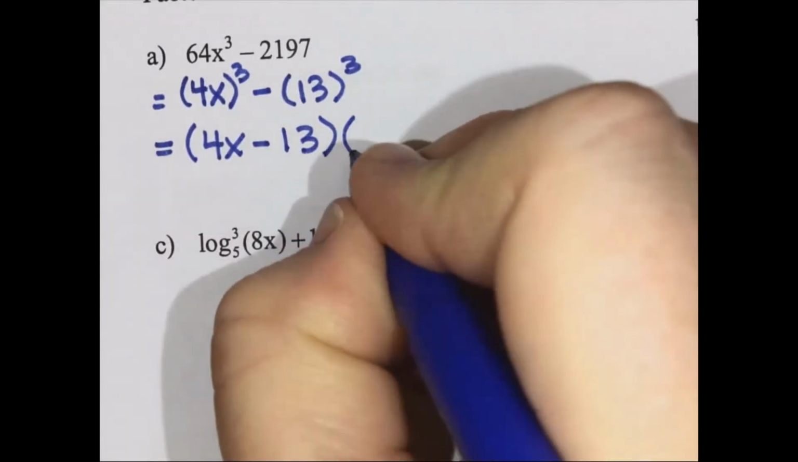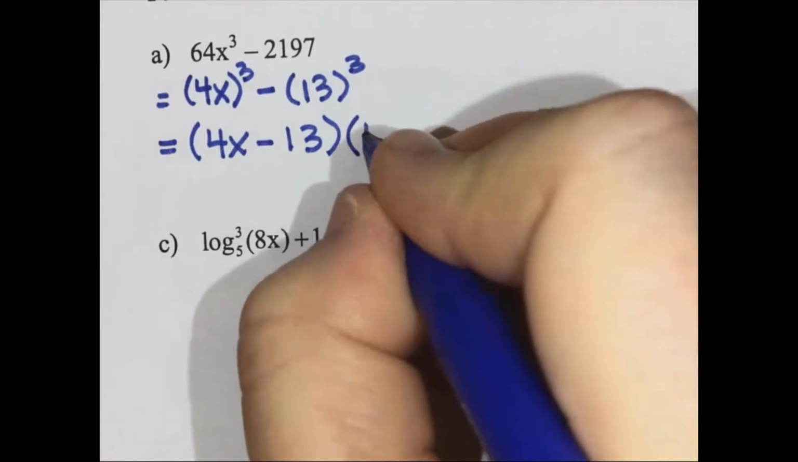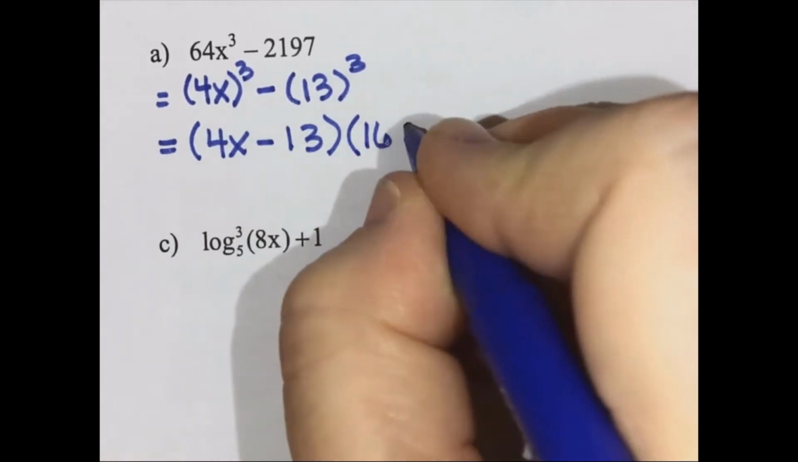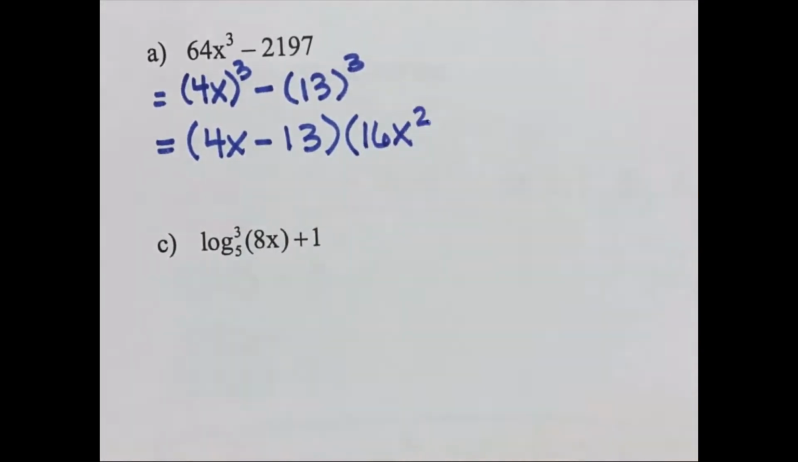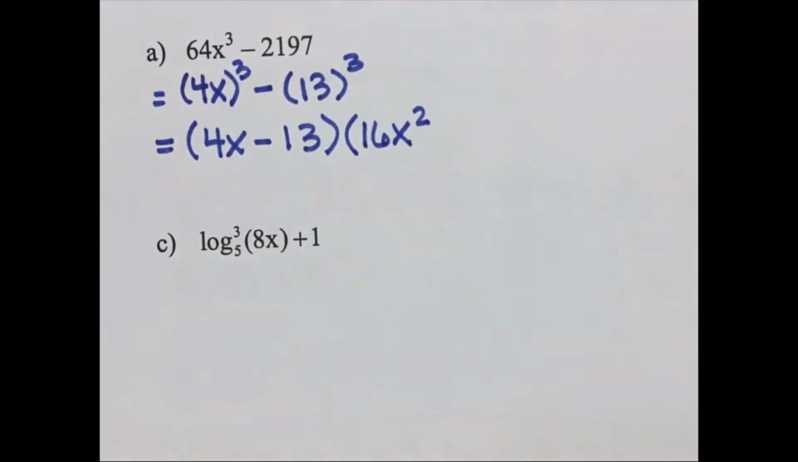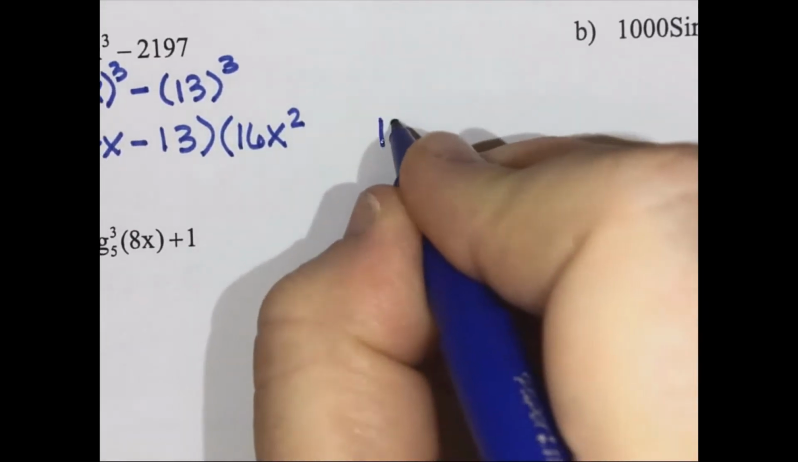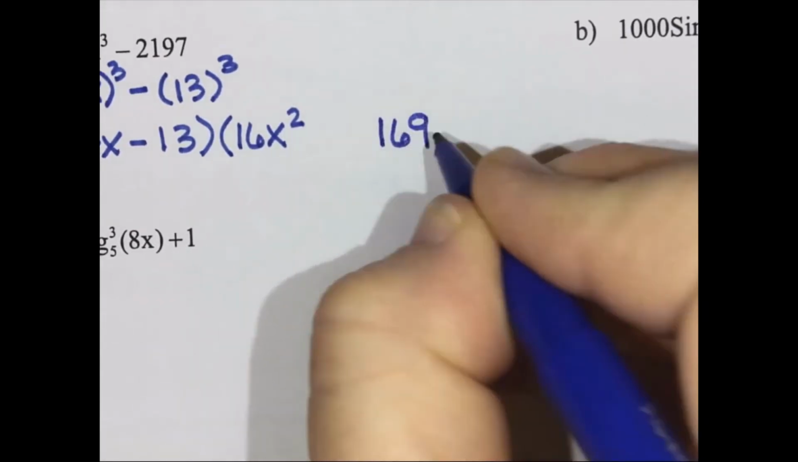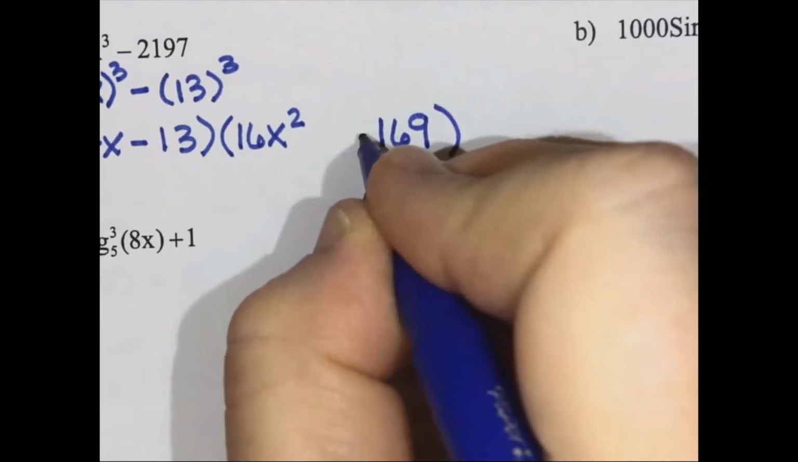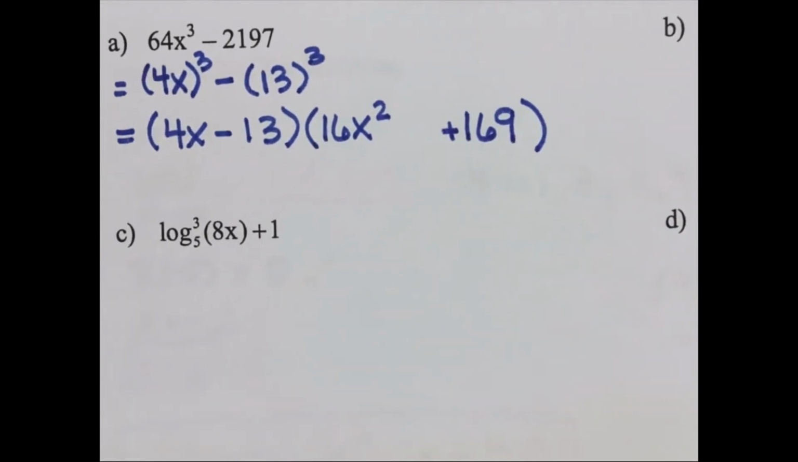And then my second bracket, I take this and I square it. 4 squared is 16. X squared is x squared. I like to then square the last term. So 13 or negative 13 squared is 169. I don't know that I left enough space there. And that is going to be positive. Anytime you square a number, it's always positive.